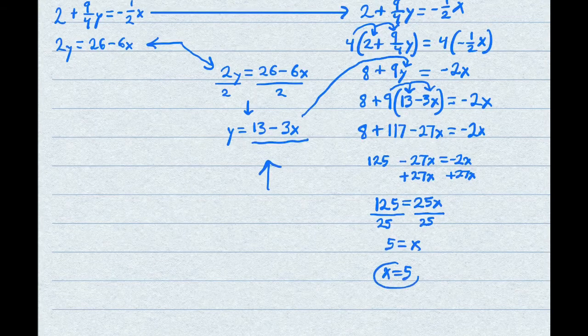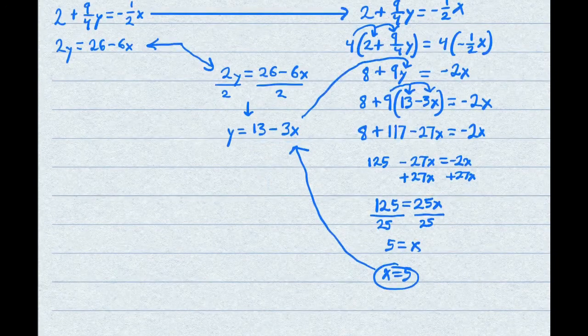Now take x equals 5 and plug it into this x term right over here. You could plug it into any of the x terms in the original equations, but you already have a y equals term right here. So if you pick this one, you'll save yourself some steps. So when you do that, you have y equals 13 minus 3, and instead of x, you put 5, because we know that x equals 5. When you simplify this, you have y equals 13 minus 15. And that becomes y equals negative 2.